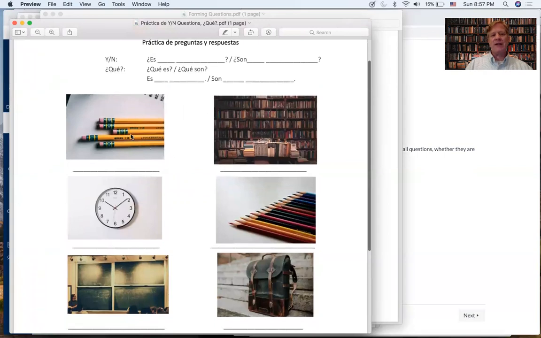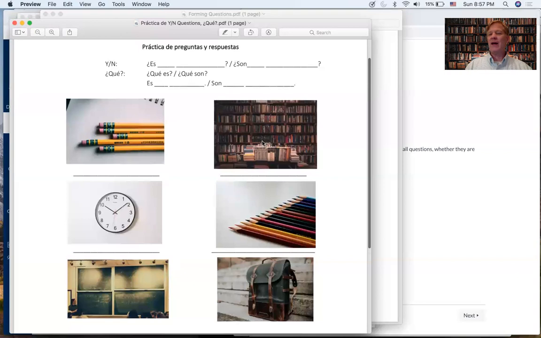So to ask a yes/no question, we have to provide all the information. So let's take a look at the one that I'm using as a background. ¿Es una librería? Is it a bookstore? Or I could say, ¿son libros? Are they books? Or I could ask, ¿qué es? Es una librería. ¿Qué son? Son libros.